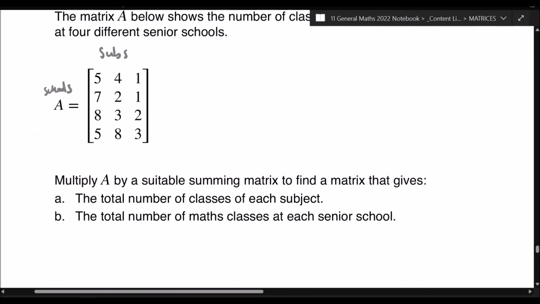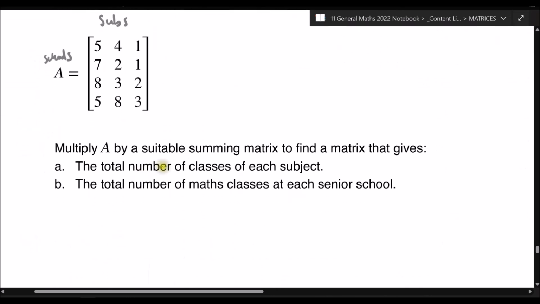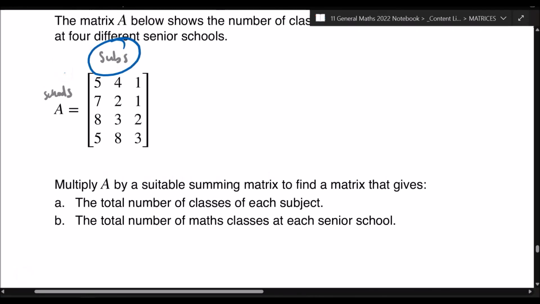Multiply A by a summing matrix to find a matrix that gives the total number of classes in each subject. So if you have the subjects here at the top, what is it asking you to do? What are we trying to add here? The total number for each subject. That's what it's asking us. So what do we need to add here? Adding the columns. So I want to add all of these together.